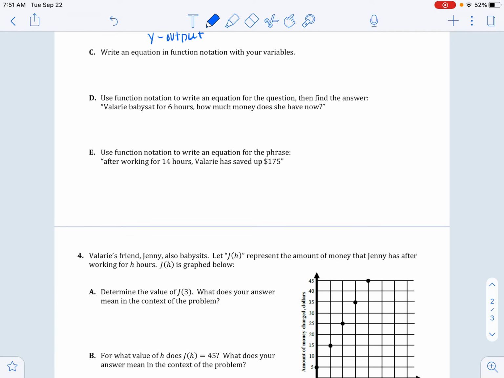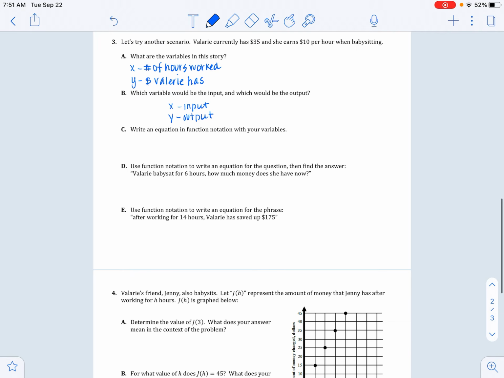Write an equation in function notation with your variables, okay? So remember, usually we write Y equals and then the rest of your equation after that. But instead of writing Y equals, we want to write it in function notation. So you can pick any letter that you want. You can do F of X. I'm going to do V of X because her name is Valerie and I just like it. But once again, if you use F of X, G of X, Q of X, P of X, whatever you want. All right, now I'm going to write the rest of the equation. She has $35. She earns $10 per hour. So 35 plus 10x. And you could have 10x plus 35. It's the same thing.